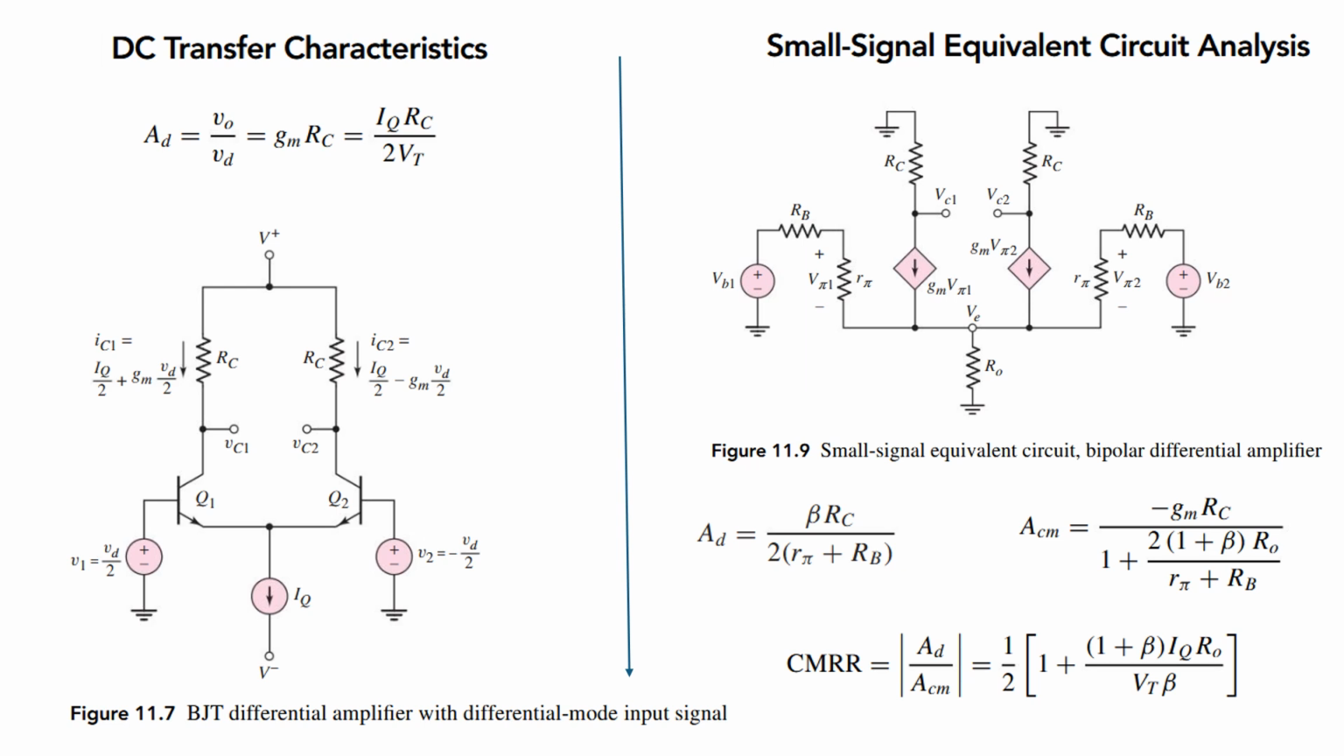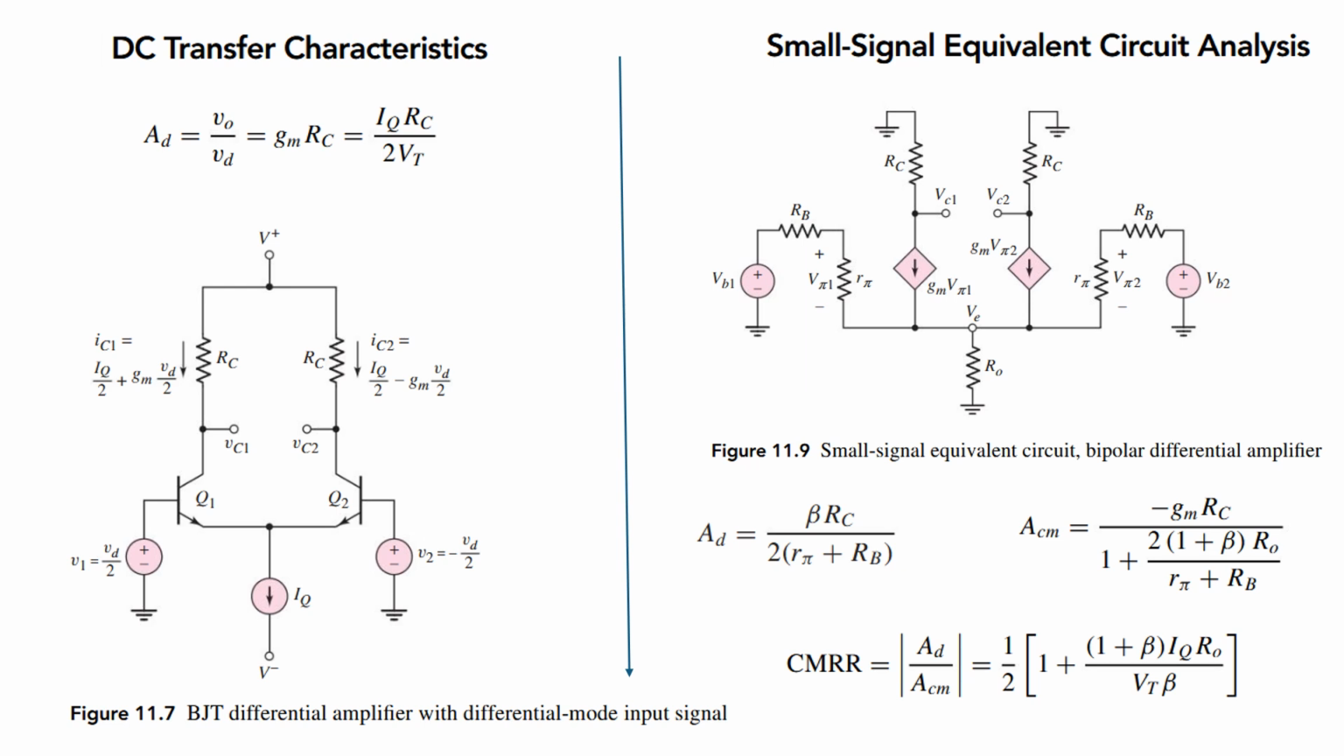Now, how will you draw the small signal equivalent circuit? The right side shows the small signal equivalent circuit for the same circuit. I hope you remember how to draw it. You replace the transistor with gm V pi along with the resistor R pi, and the rest of the things are the same. Now again you have to find V out and V in, and you can find AD and ACM. After finding AD and ACM, you can find the CMRR, that is the common mode rejection ratio.